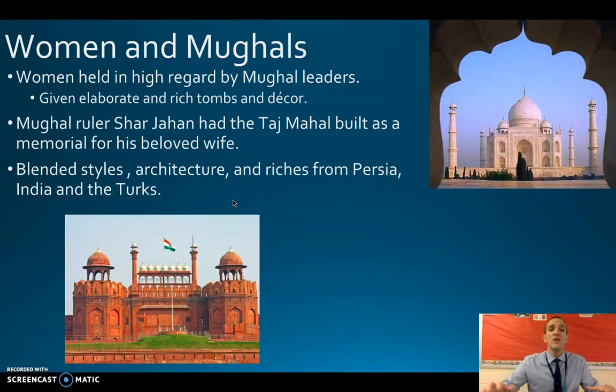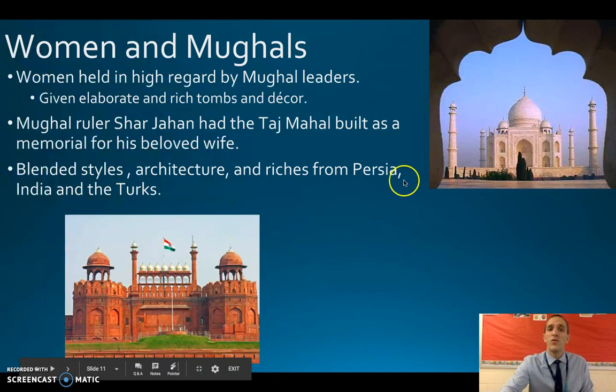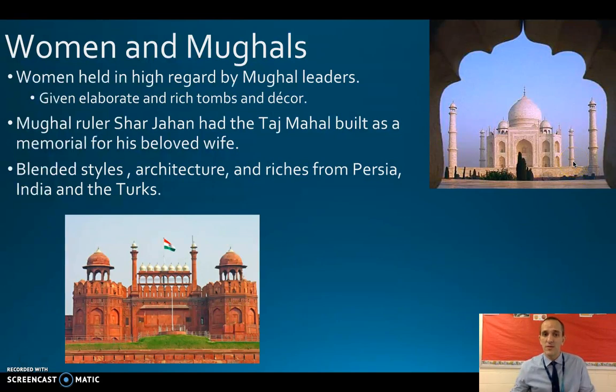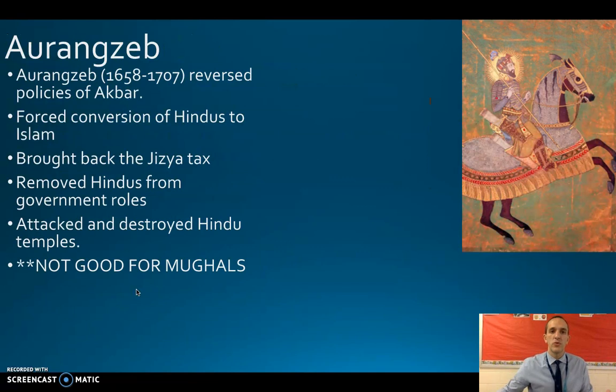He is the man. Women are going to be seen as high regard in the Mughal Empire. They get nice tombs. They get elaborate decor. This is the Taj Mahal. One of the Mughal rulers after Akbar is going to build this for his beloved wife who died, which is one of the most famous buildings in the world. So there's the architecture. You're going to see the minarets. You're going to see some arches. You're going to see some domes, all kinds of cool stuff.